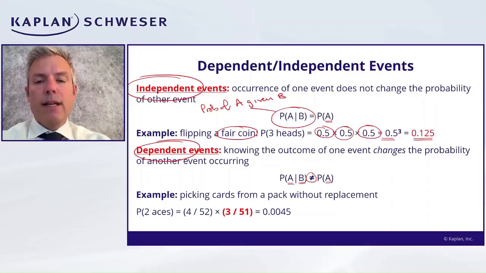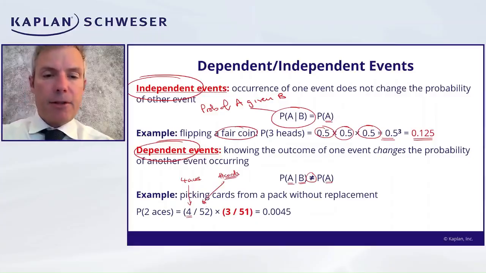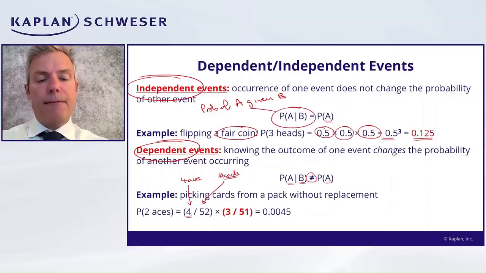Okay. So the example that's given here is picking cards out from a pack. We know there's 52 cards in a pack. The probability of getting 2 consecutive aces, well, there's a 4 out of 52 chance of picking the first. There are 4 aces in the pack, and there's 52 cards in the pack when we pick the first card. So the probability of getting an ace with that first card selection is 4 out of 52.